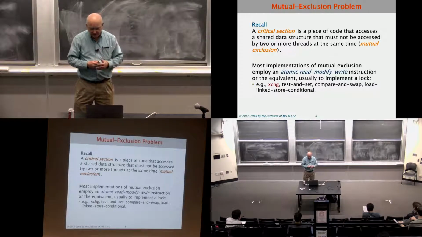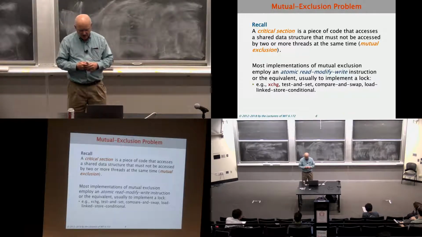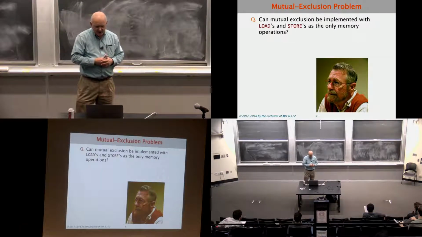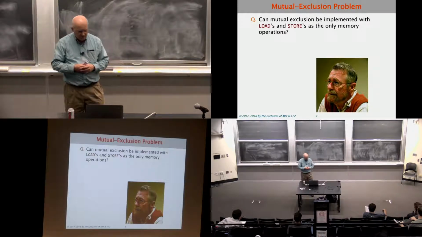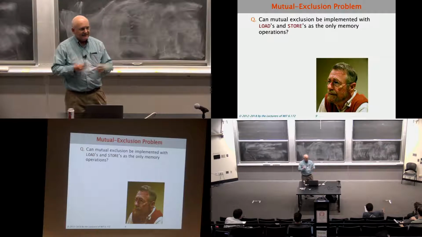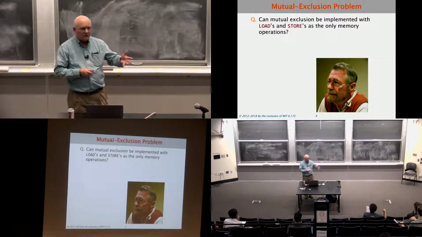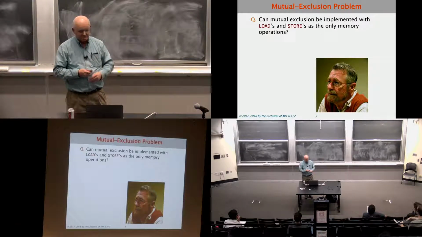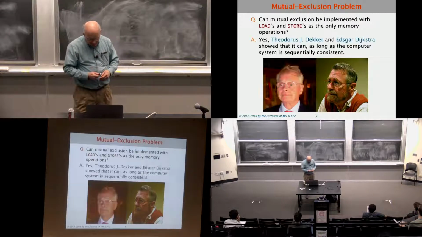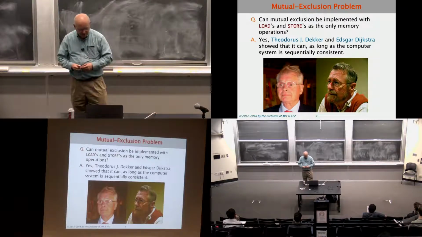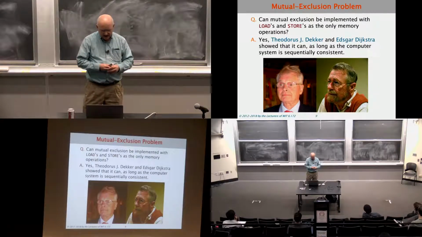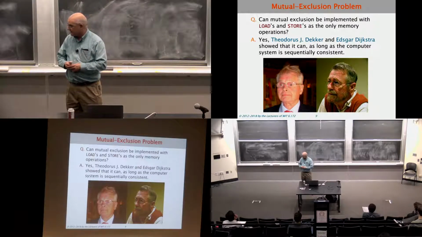So in the early days of computing, back in the 1960s, this problem of mutual exclusion came up. And the question was, can mutual exclusion be implemented with only loads and stores as the only memory operations? Or do you need one of these heavy-duty instructions that does two things and calls it atomic? Okay? And I forgot to animate the appearance of Dijkstra. So two fellows, Dekker and Dijkstra, showed that it can, as long as the computer system is sequentially consistent.